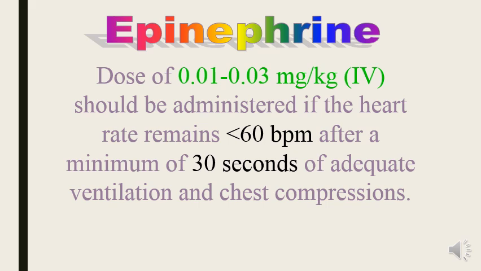And epinephrine, we can give in a dose of 0.01 to 0.3 mg per kg IV, and it should be administered if the heart rate remains less than 60 beats per minute after a minimum of 30 seconds of adequate ventilation and chest compressions.